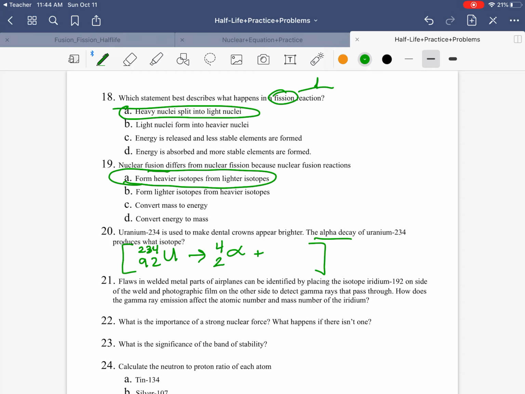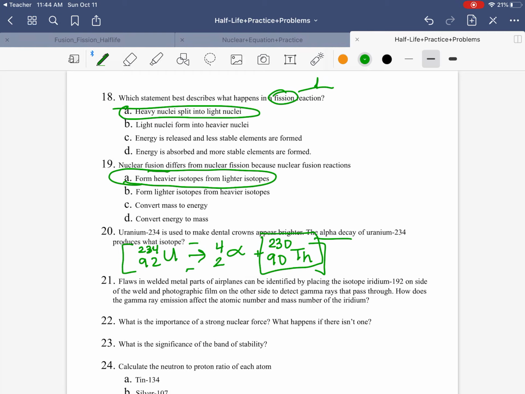Okay, so what you're going to do is 234 minus 4. It's going to give you 230. And then you're going to do 92 minus 2, that's going to give you 90, and this is going to make that element.